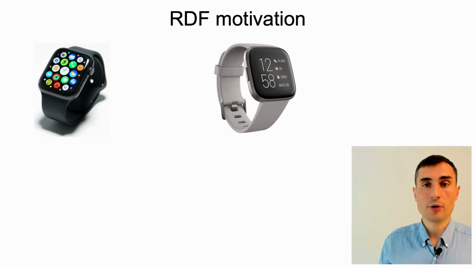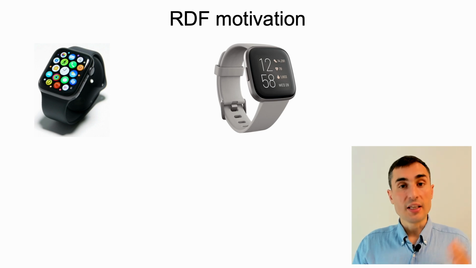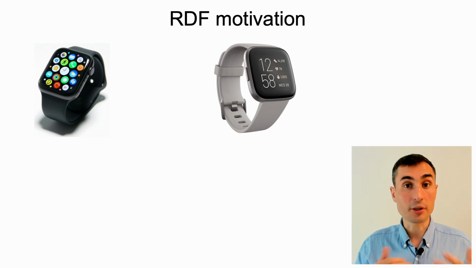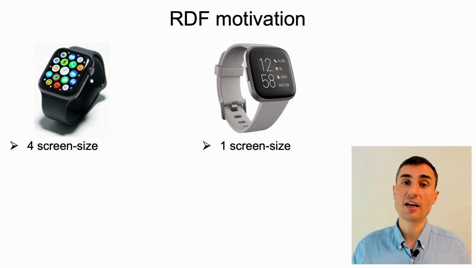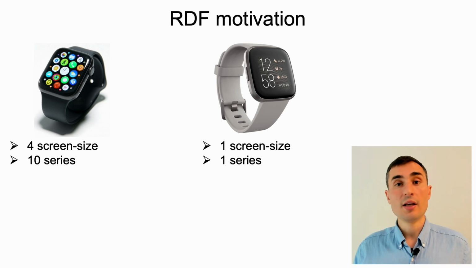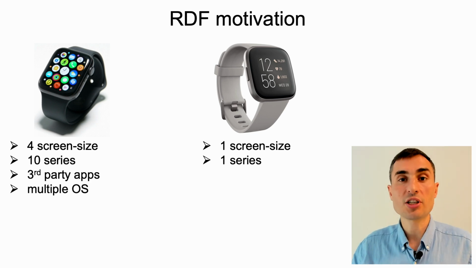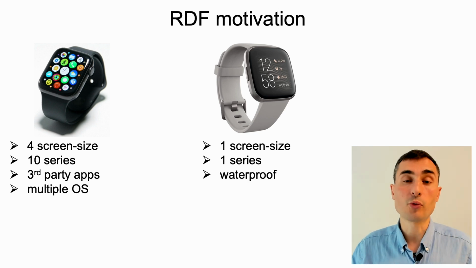Even if you picked one of these tables, say smartwatches, what would their columns be? Even different smartwatches may have very different sets of properties if they're produced by different producers. For example, some may have 4 different screen sizes while others have one. Some may have 10 different series while others have one. Some may support third-party applications and multiple operating systems while others don't. And some may be waterproof while others are not.